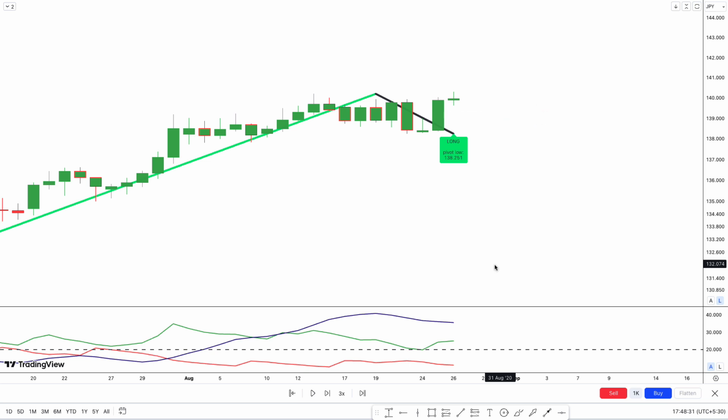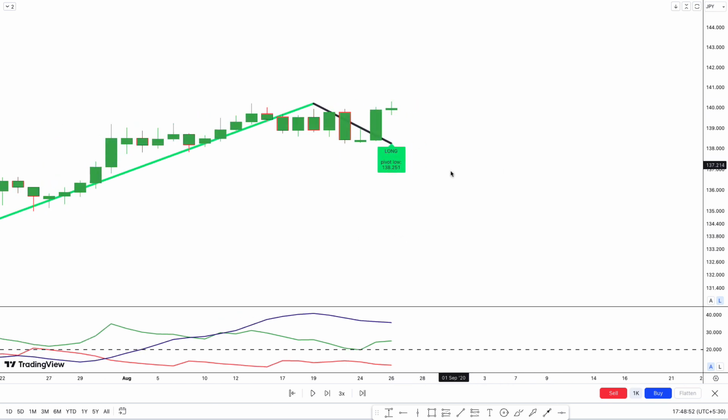Third, we need to confirm that the market is in a short-term bullish trend. For that, we're going to pay attention to the ADX and DI indicator. We need this green line to be above the red line to indicate a short-term bullish trend. Last but not least, we want to confirm that this bullish trend is strong enough to push the price in the direction of our trade.